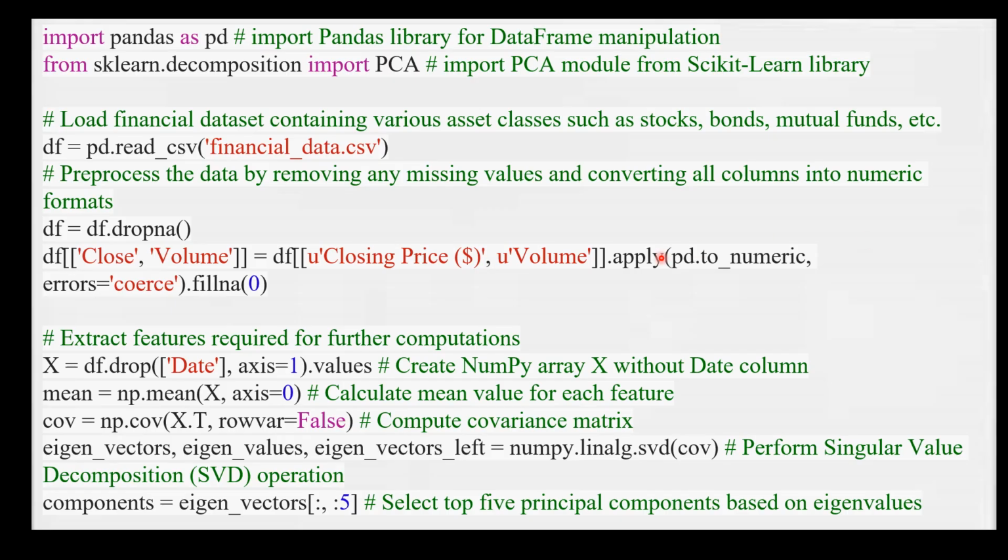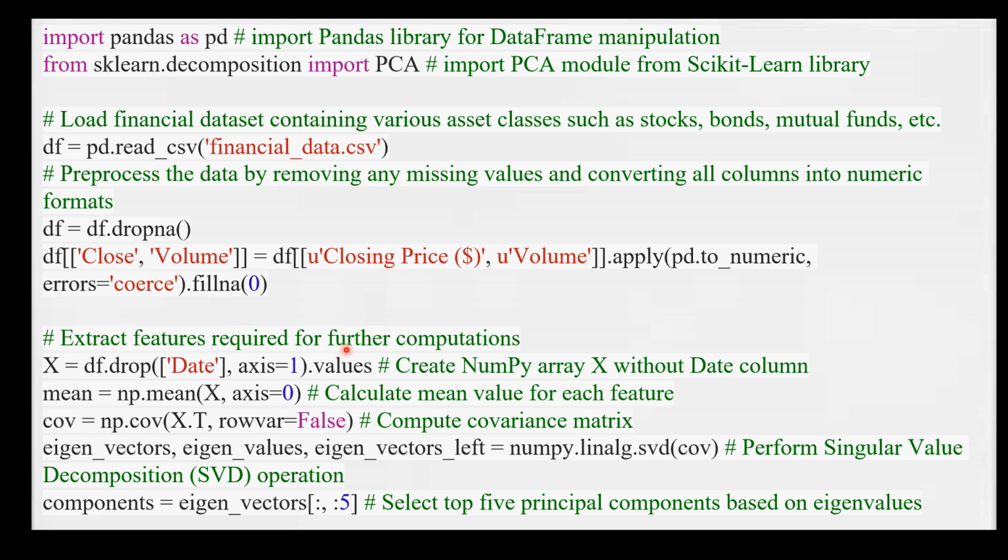So to understand PCA well, let's discuss the Python code for PCA. In this code, we have first imported the pandas library to work with spreadsheets or tables called data frames. And also we have imported the principal component analysis module from the sklearn machine learning library. And then we loaded our financial data stored in financial_data.csv into a variable called df. And next we removed any missing values and converted all columns into numerical format. After this processing step, we extracted the necessary features for further computation and created an array called X from the rest of the columns except the date column.